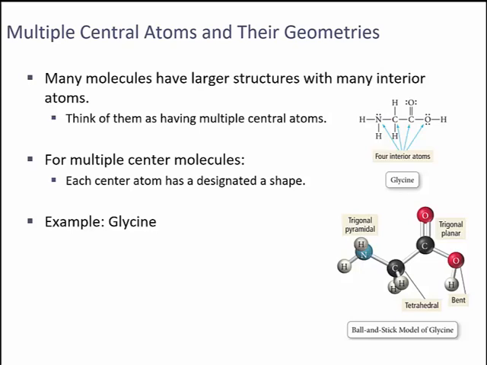For multiple center atoms, each center atom is going to have its own designated shape. So, for example, glycine, if you look at the ball and stick model for that, the nitrogen around here has a lone pair, so it's going to be trigonal pyramidal. This carbon is going to be tetrahedral, 1, 2, 3, 4 things around it. This carbon over here has 1, 2, 3 things around it, so it'll be trigonal planar. This oxygen over here is going to have 2 lone pairs, so it's going to have a tetrahedral electron domain geometry, but a bent molecular geometry.